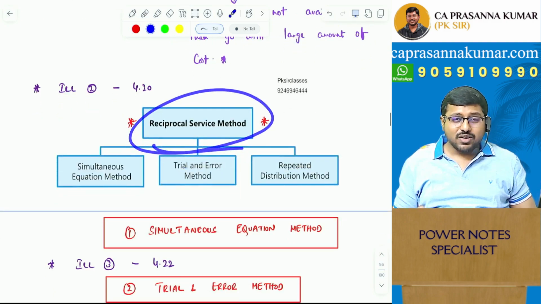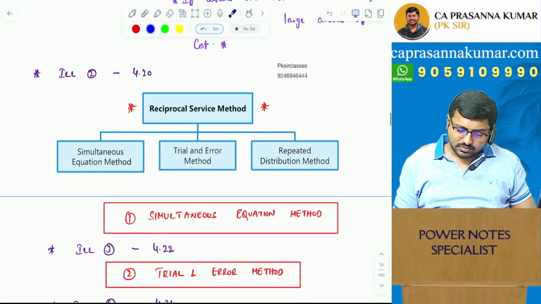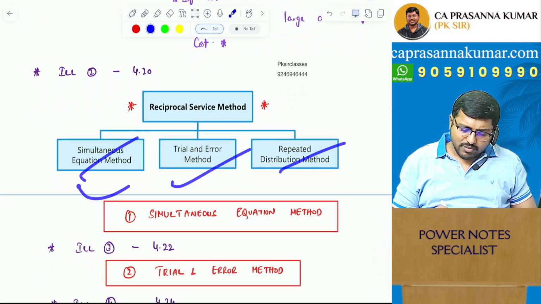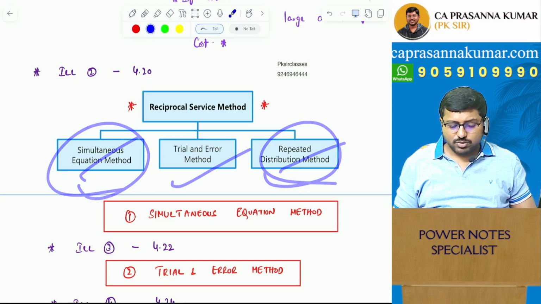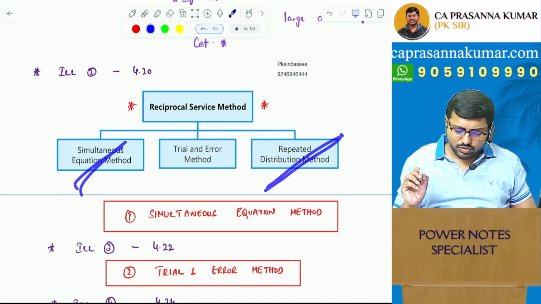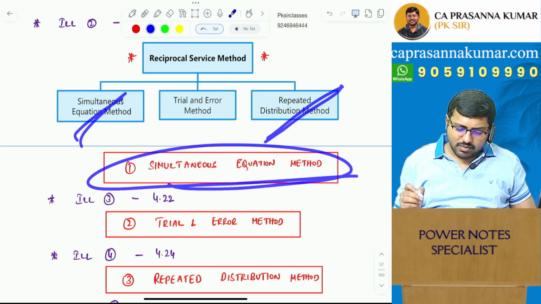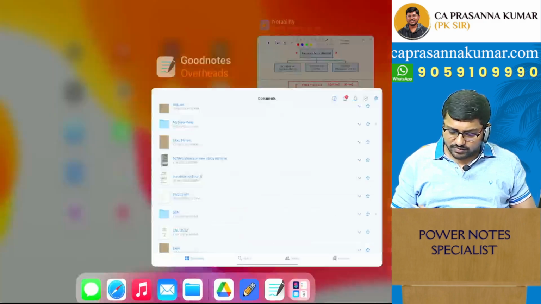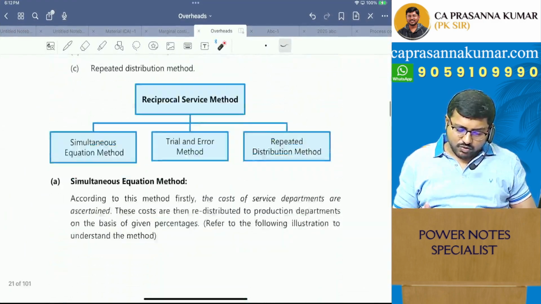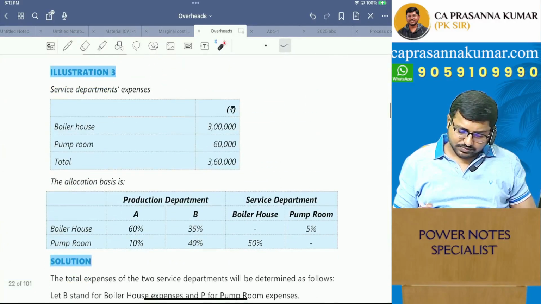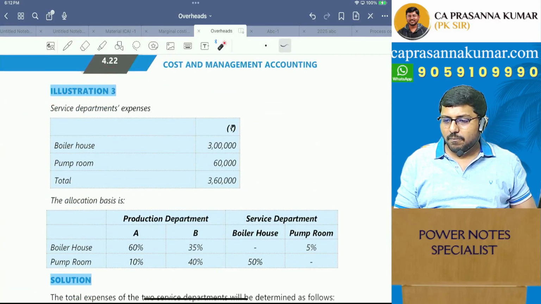Moving on to the next one. What is the next one? You have got reciprocal services method. In this we have got three methods: simultaneous equations and repeated distribution method. These two are important, so we'll see these two only. Okay, let's start with simultaneous equations method, illustration 3.